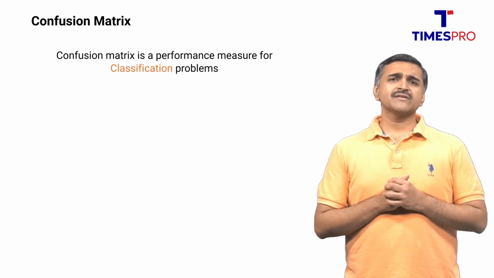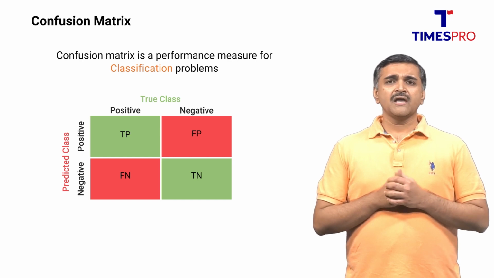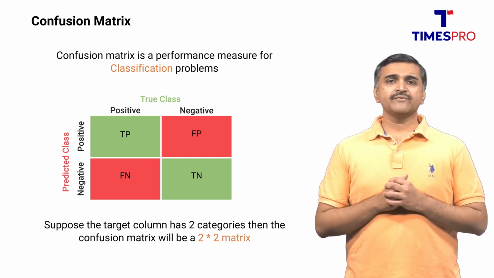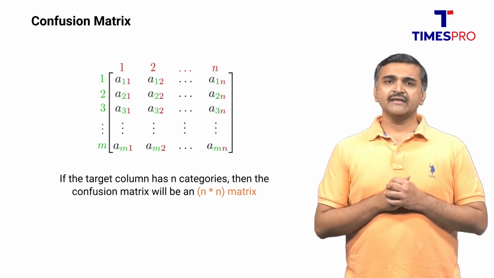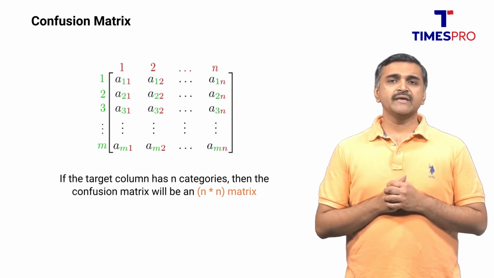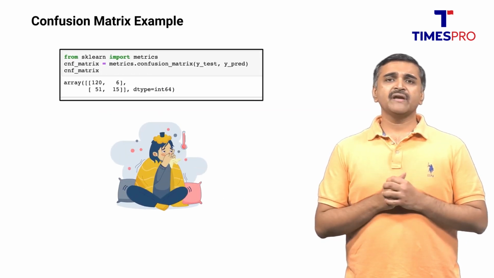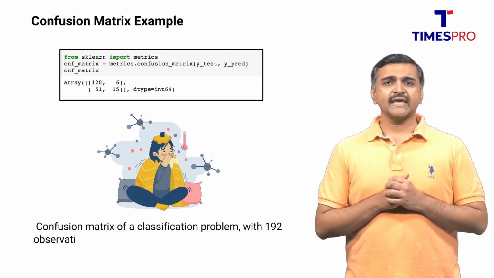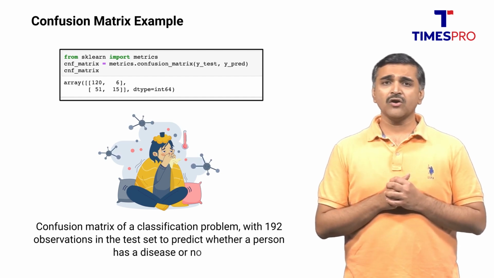A confusion matrix summarizes the performance of a classification problem. Suppose the target column has two categories, then the confusion matrix will be a 2 by 2 matrix. In general, if the target column has n categories, then the confusion matrix will be an n by n matrix. Here is a confusion matrix of a classification problem with 192 observations in the test set to predict whether a person has a disease or not.